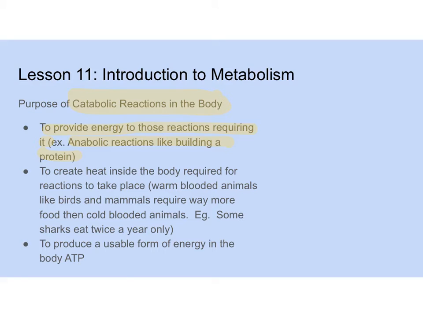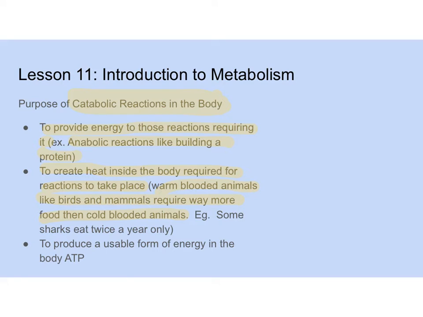The other reason why we perform catabolic reactions is to create heat inside the body, which is required for reactions to take place. So we sometimes do a catabolic reaction just to take that energy and heat our bodies. Warm-blooded animals like us, birds and mammals, require way more food than cold-blooded animals. If you're a cold-blooded animal like a reptile or amphibian, you don't need to eat very often. Anything warm-blooded, like a bird or a mammal, usually eats on a regular basis, every day or every couple of days. Maybe a few animals eat once a week.